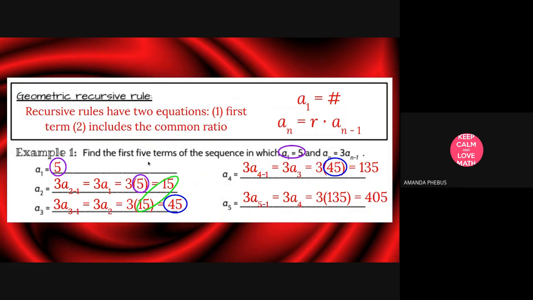So our sequence is, and yes, those are the same 135s, our sequence is 5, 15, 45, 135, and 405. And we built that sequence by taking the first number and multiplying it, and every number after it, by 3 to get the next number. So that's the first 5 terms in our sequence.